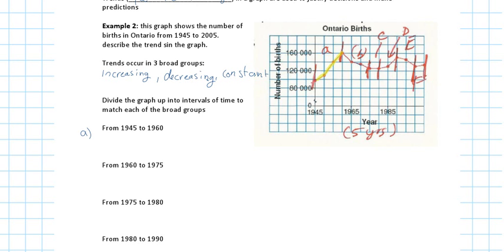So the number of births in that period of time from 1945 to 1960 rapidly increased to a max of 160,000 in 1960.